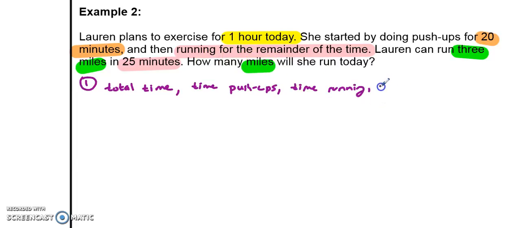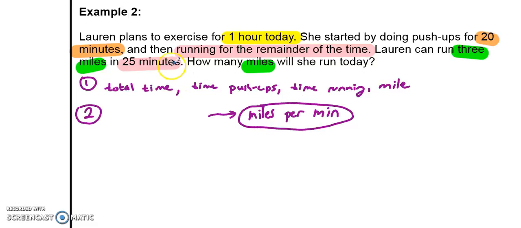Lastly, we're talking about how many miles we run. So there are actually quite a few different units here. So what's the plan going to be? Well, at the end, we're going to need to talk about how many miles we run per minute. So at the very end, we're going to have to do miles per minute, because after all, it says how many miles will she run today, and we're talking about in some length of time. Right?